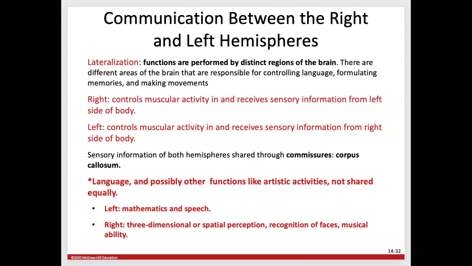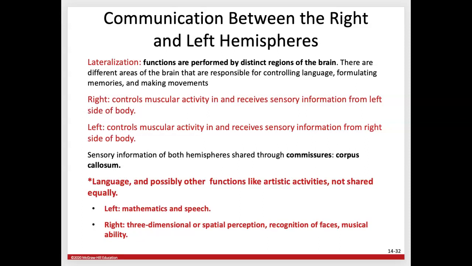We refer to the term lateralization, and that basically means functions are performed by distinct regions of the brain. So certain parts of the brain are responsible for certain things, not the entire brain, and not equal on both sides. There are different areas of the brain that are responsible for controlling language, formulating memories, and making movements. And they're all different areas.